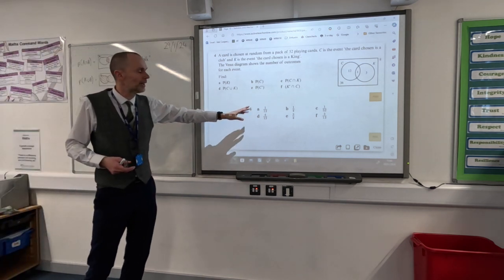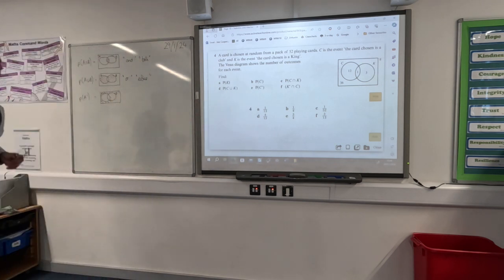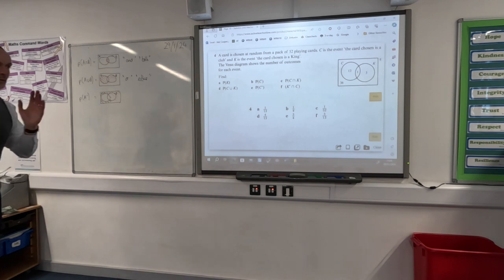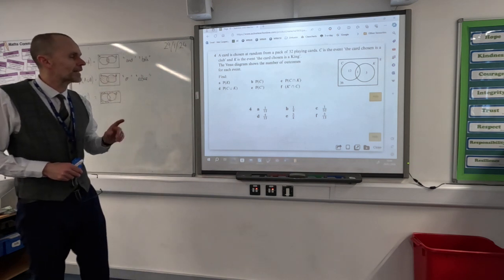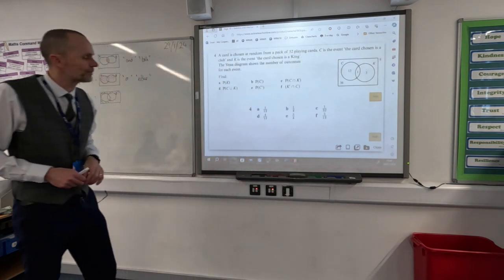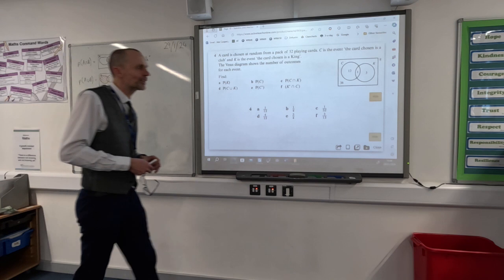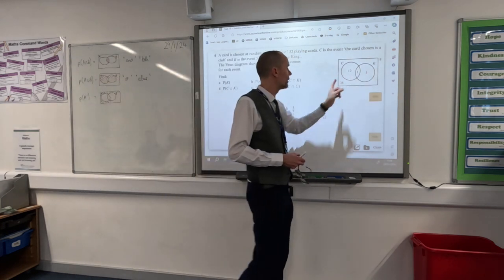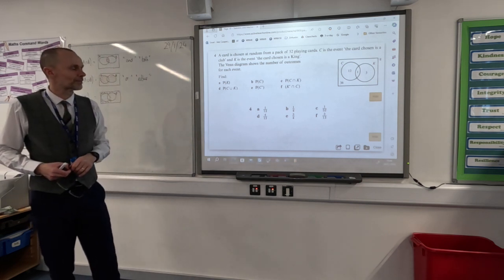K is 4 cards in total, the 1 and the 3 added together, so that's 4 out of 52. B, there were 13 out of 52, which is a quarter. C, the overlap, 1 out of 52. The union of C and K, so that's the 12 and the 1 and the 3 added together, that's 16 out of 52. Cancels down to 4 over 13. Probability of C dash, so that's the things that aren't in the C circle. So that's these 3 and those 36. So that's 39 out of 52, which is 3/4.